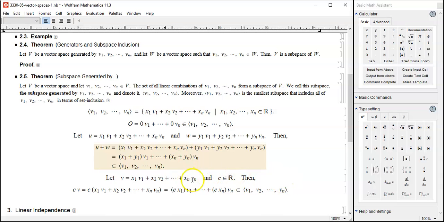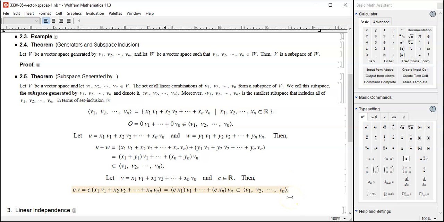And finally, select a point from here and an arbitrary real number, set up the scalar multiplication, and then do some algebraic manipulation. What do you see? We have c times x1, c times x2, the second coefficient, all the way up to c times xn, the last coefficient, put together. So scalar multiplication is also in this set.